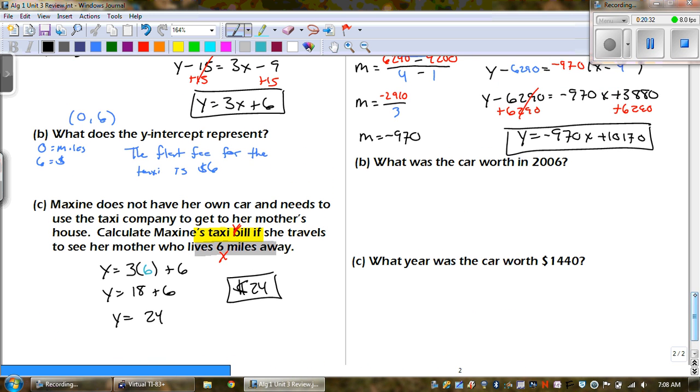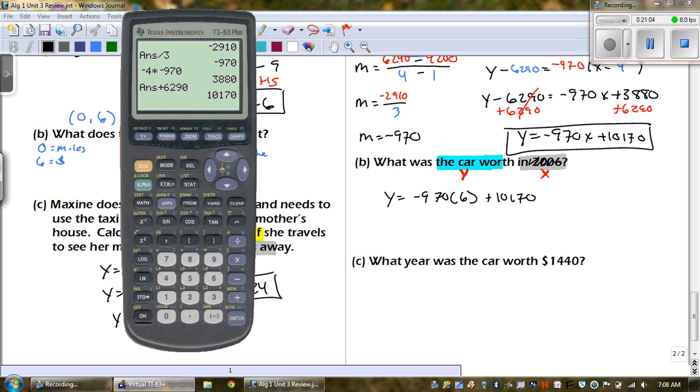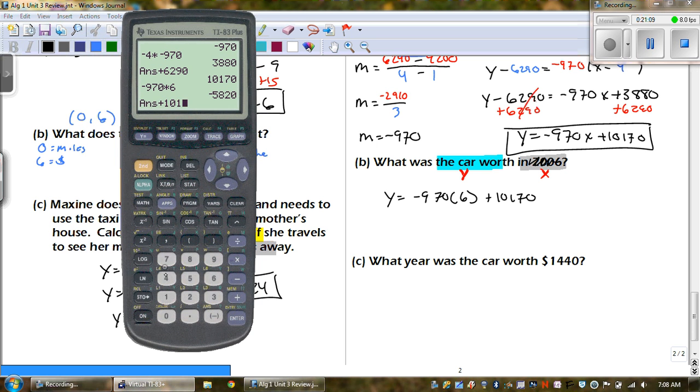Okay, let's look at letter B. It says, what was the car worth in 2006? So what was it worth in 2006? That's our y, and this is our x. So you're going to be plugging in. Remember, we only look at that last number. So y equals negative 970 times 6 plus 10,170. So all you have to do is plug that into your calculator. Negative 970 times 6 plus 10,170. And we get y equals 4,350.